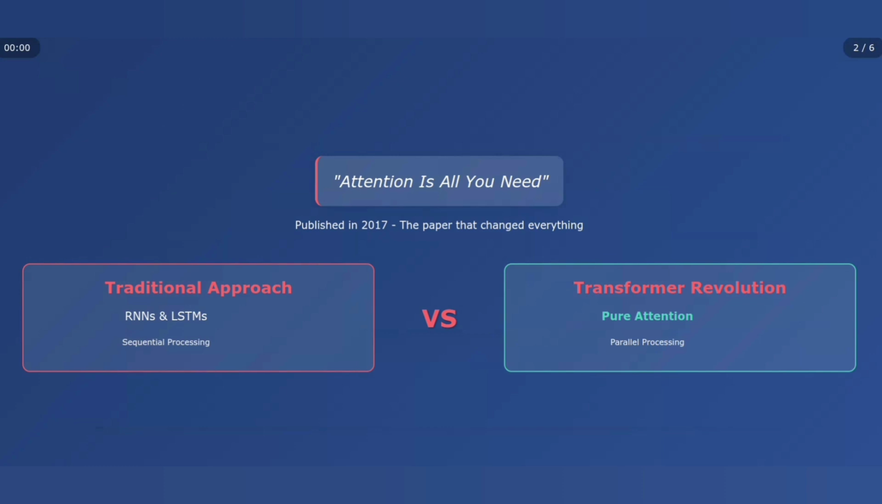What made it so revolutionary? It entirely ditched recurrent neural networks, RNNs, and LSTMs. Instead, it relies solely on the attention mechanism, specifically a variant called self-attention.